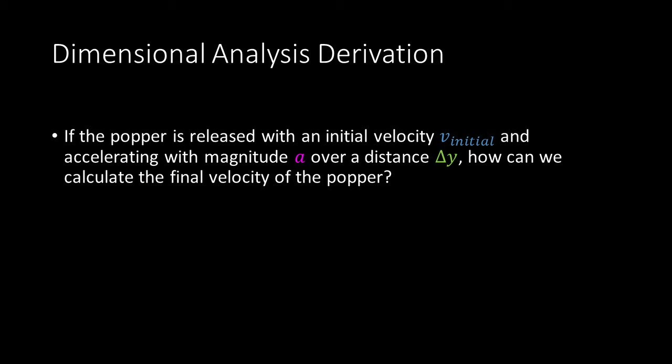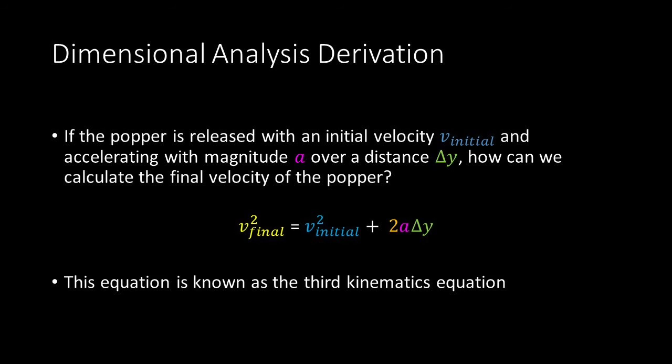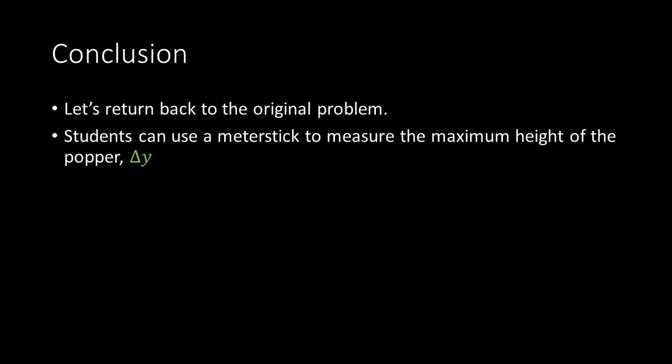Let's continue. If the popper is released with an initial velocity v initial and accelerating with a magnitude a over a distance delta y, how can we calculate the final velocity of the popper? Well, we could state that the final velocity squared is equal to the initial velocity squared plus 2 times the acceleration of the object times the change in distance. Note, this equation is known as the third kinematics equation. Let's return back to the original problem.